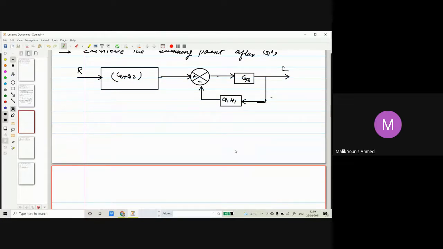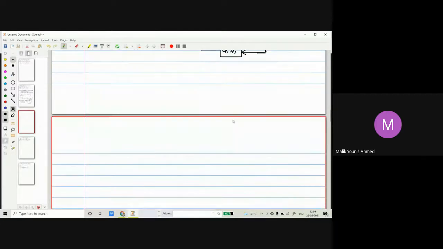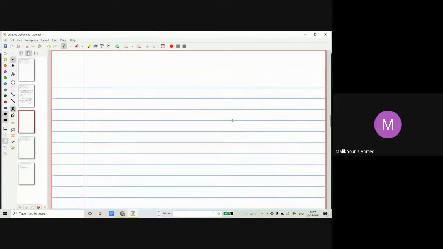Or if you do not want to do it, then you can simply shift the summing point after the block G1 plus G2 to a position before block G1 plus G2, so that you can do each and everything. With this, either of the steps you can do, that doesn't matter at all. So we can do it like this.